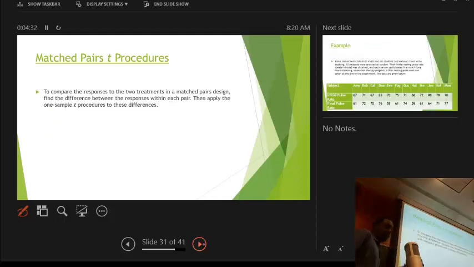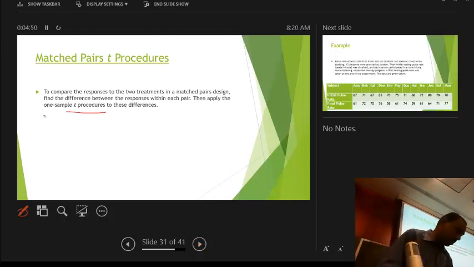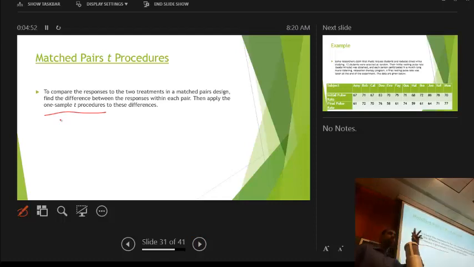So that's why I say here that you're going to compare two treatments on the same subjects. But here's the big thing: you're going to apply the one sample t procedures. Even though you have two variables, when you find the difference, you just have one variable, and then from there you can use the one sample t information that we use.